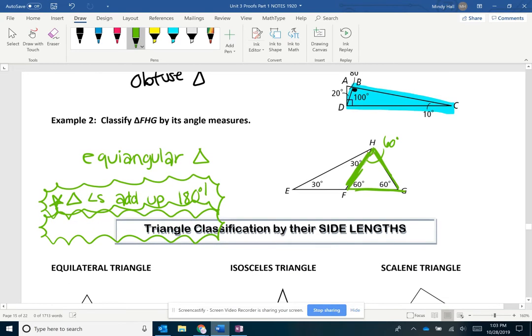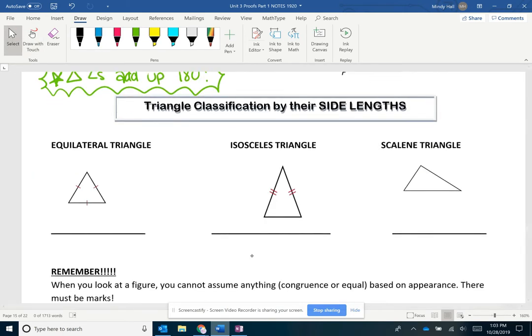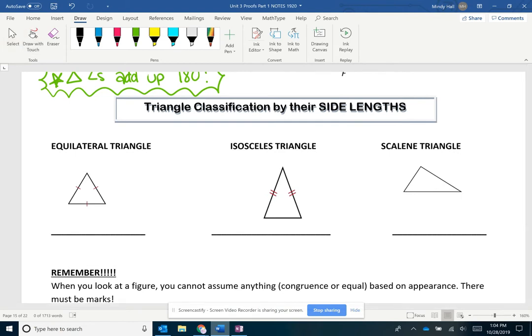So if we were to classify by their side lengths, we would need to compare them to each other. So when we are classifying by their side lengths, we need to look at how they are related to each other. So with this equilateral triangle, we have these 3 tick marks, which tell us that all of these sides are the same. So this is an equilateral triangle. So all sides congruent. And if you don't remember that symbol, you need to start getting used to it, but it is congruent. So an isosceles triangle is when you have 2 sides that are congruent, but the third side is not.